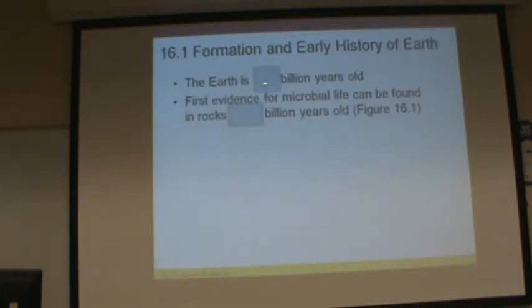Okay, so how old is the planet Earth? 4.6 billion years, probably also right. First evidence of microbial life can be found in rocks. How many years? 3.8, that's close. Basically, the Earth is about 4.5 billion years old, and less than 10% of that time after the Earth formed, you can see life on Earth. It's actually very quick. This is a very rapid process.